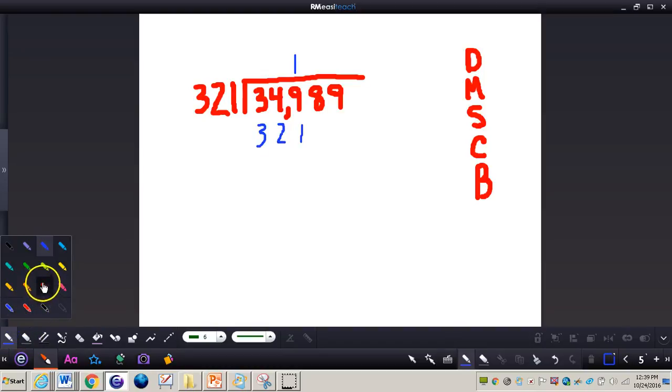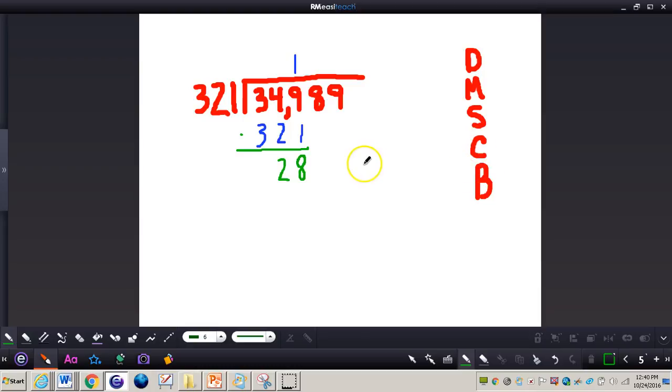Now we've multiplied. Now it's time to subtract. Use a different color of ink here for the different steps. 9 minus 1 is 8. 4 minus 2 is 2. 3 minus 3 is 0. So we check that 28 has to be less. The answer to your subtraction problem has to be less than your divisor here. If it's greater than the divisor, you have to adjust your quotient to a higher number. So this is less than, so I can keep moving on.